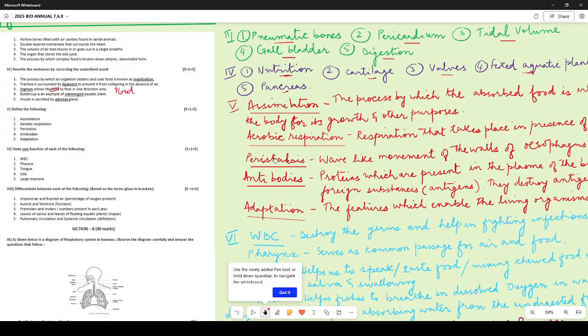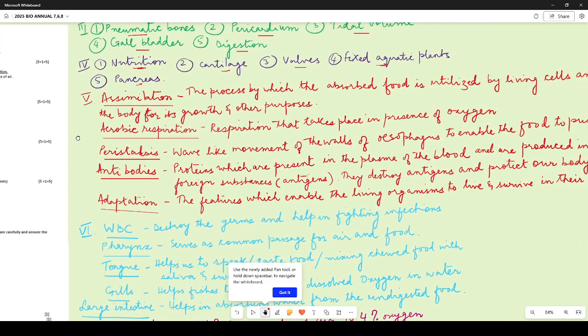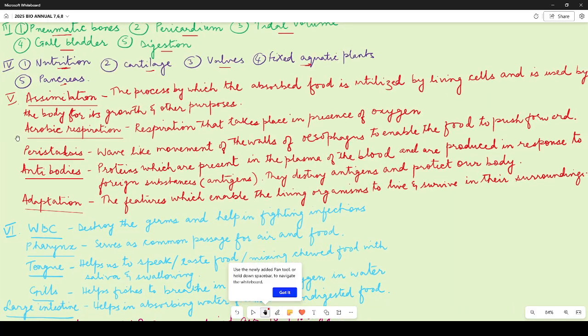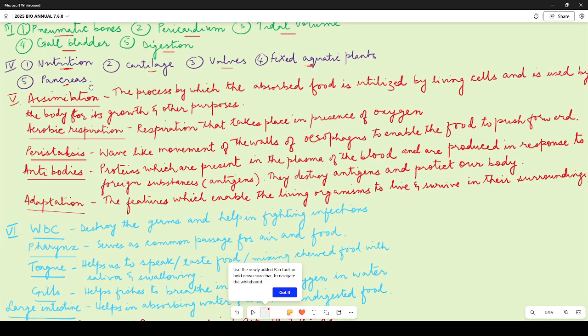Now let us take up the various definitions. So if you look at the definition, let us shift this board over here. Assimilation. What do we mean by assimilation? The process by which the absorbed food is utilized by living cells and is used by the body for its growth and other purposes. So the food which is digested, so it needs to be absorbed. The absorbed food needs to be used up so that it is burnt to give us energy, right? So that is assimilation, when it becomes a part of our body. Aerobic respiration. Respiration that takes place in the presence of oxygen is called as aerobic respiration.